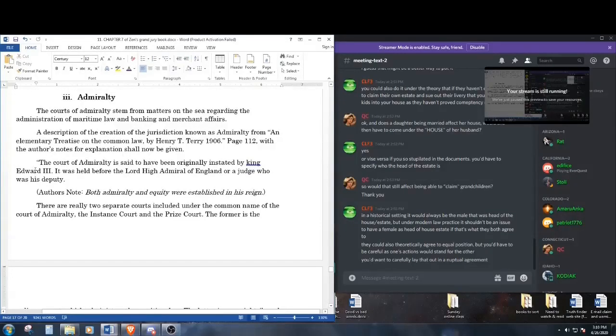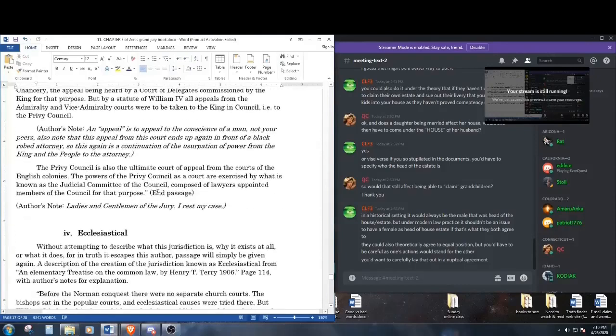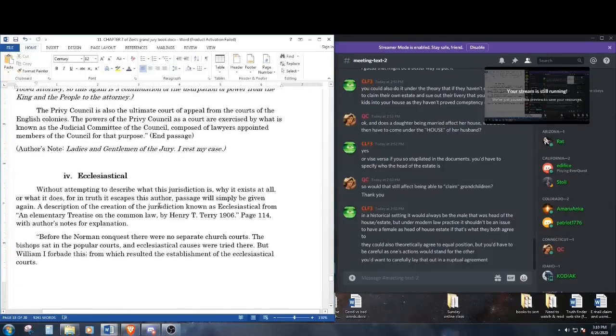Or sorry, did I say William? I meant Edward, sorry. Edward III. They came from what was called the Laws of Oleron, previous to that from Carthage, and previous to that from Phoenicia, Canaan, the Canaanites.